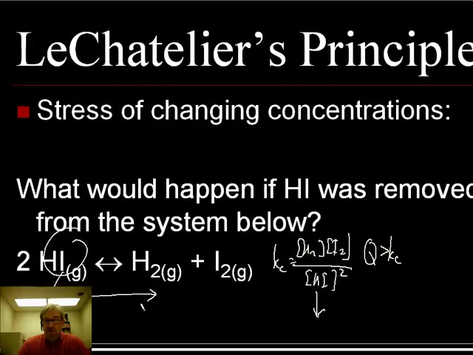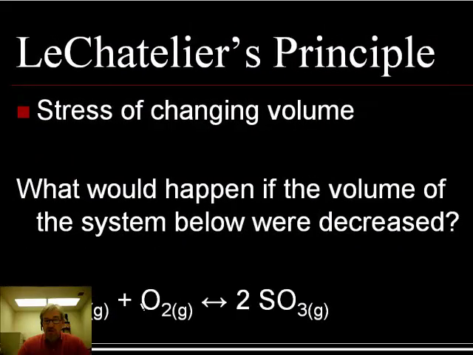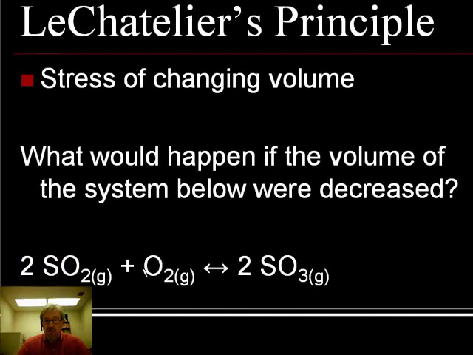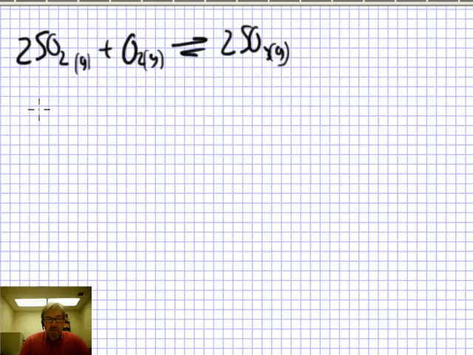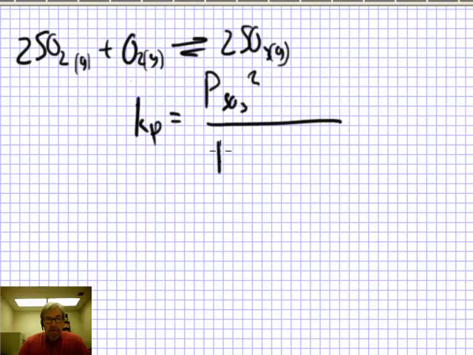Here's another stress, and that is changing volume. Now this only affects gaseous equilibria, but let's take a look at what would be predicted. What would happen to this system here if the volume were decreased, the overall volume? Here's our equilibrium. These are all gases, and so we can think about this in terms of Kp. Kp is equal to the partial pressure of SO3 squared divided by the partial pressure of SO2 squared times the partial pressure of oxygen to the 1 power.